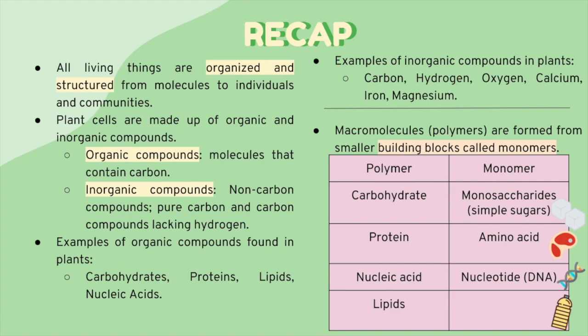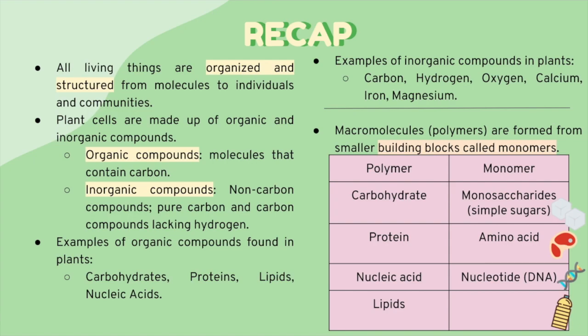So let's begin discussing about the plant cell. Plant cells are made up of organic and inorganic compounds. Organic compounds are molecules that contain carbon, such as carbohydrates, proteins, lipids, and nucleic acids.